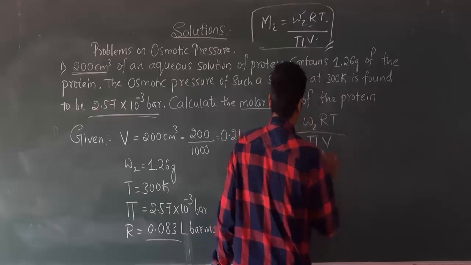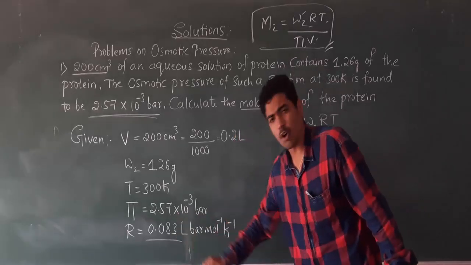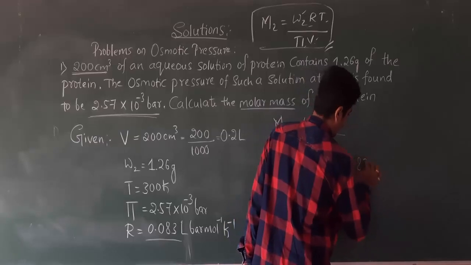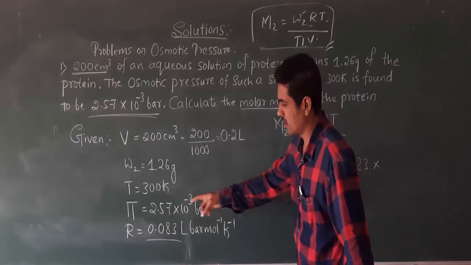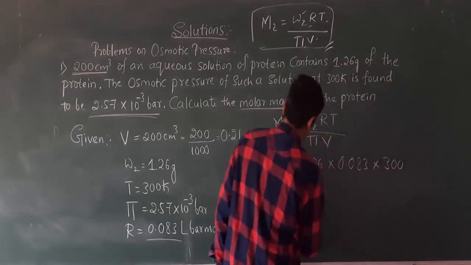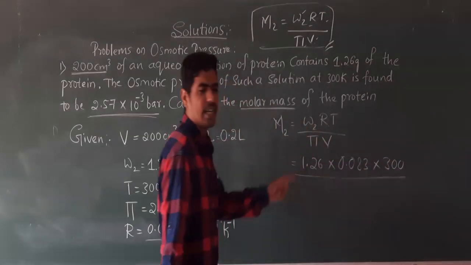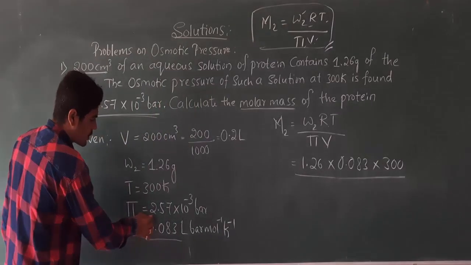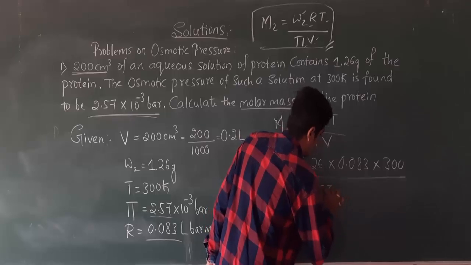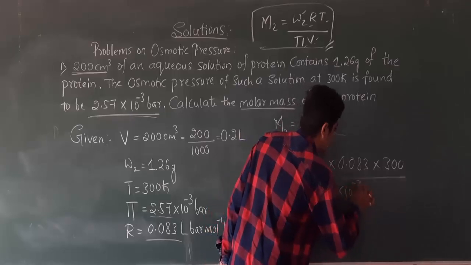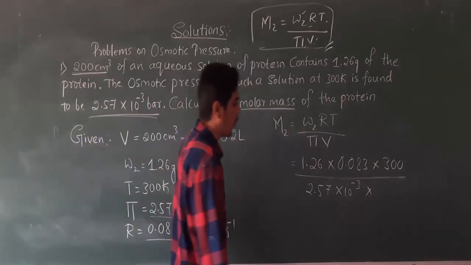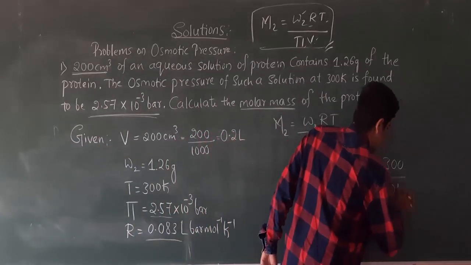1.26 into R, 0.083 into temperature, how much it is? 300 Kelvin, divided by pi, that is osmotic pressure, how much it is? 2.57 into 10 raised to minus 3 into V, that is volume, 0.2 liters.